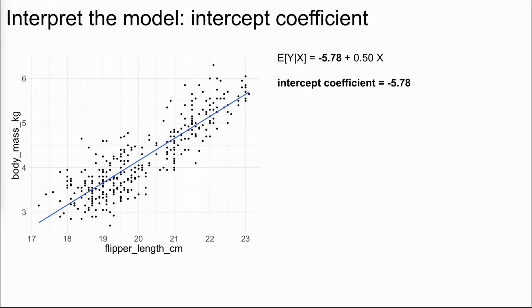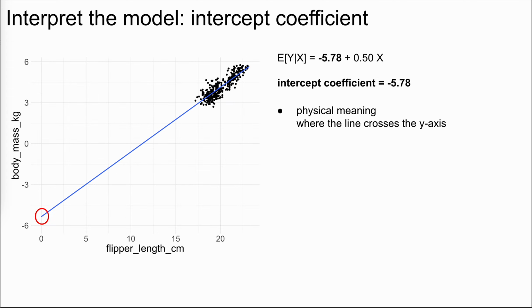Beyond using a model for predictions, the formula also provides important insight into the relationship of interest. First, let's consider the first number in the formula, the intercept coefficient, negative 5.78. This value can have physical, statistical, and contextual interpretations. Physically speaking, the intercept indicates where the line crosses the y-axis. It's the y-intercept. But the y-axis isn't shown in the plot here.